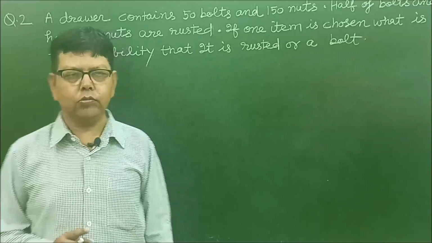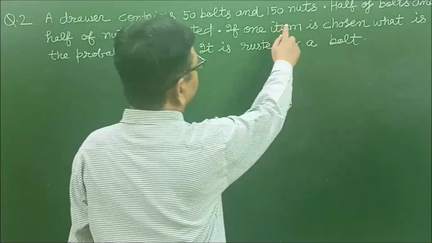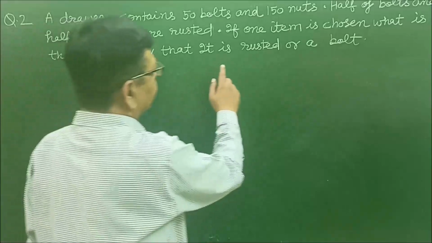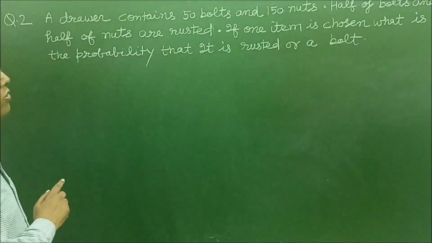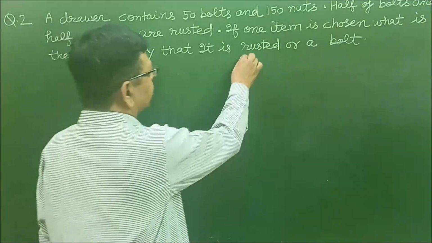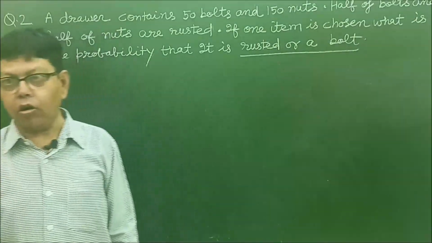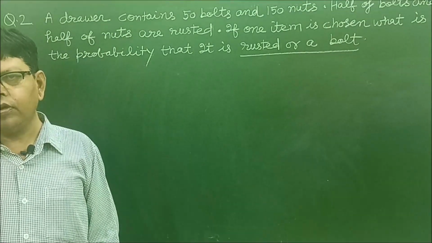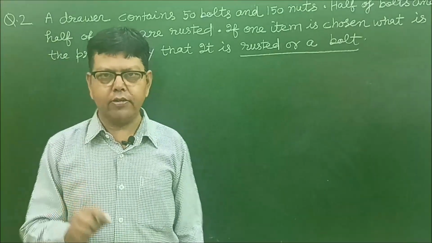Question number 2. A drawer contains 50 bolts and 150 nuts. Half of the bolts and half of the nuts are rusted. If one item is chosen, what is the probability that it is rusted or a bolt? Since the event has the OR option, we need to apply the addition theorem of probability. Now let us represent the events.